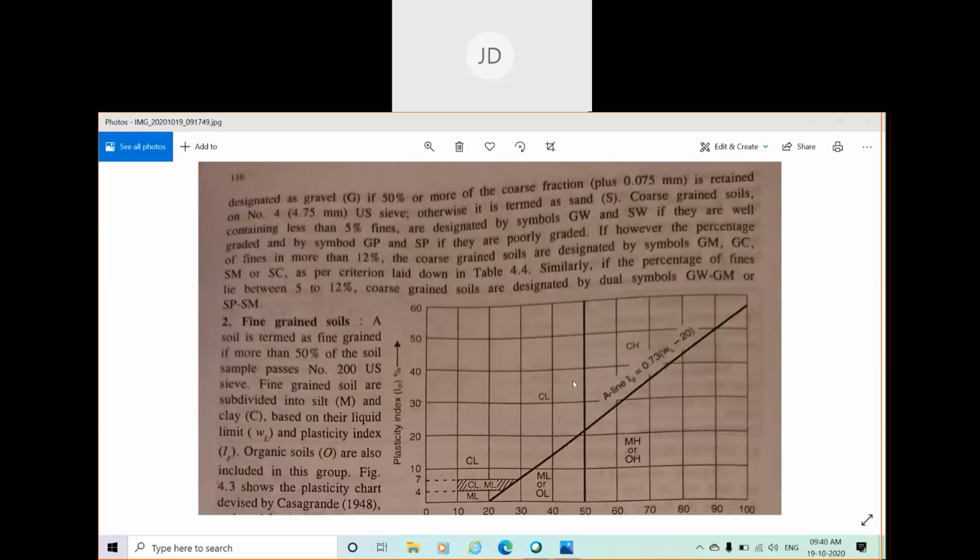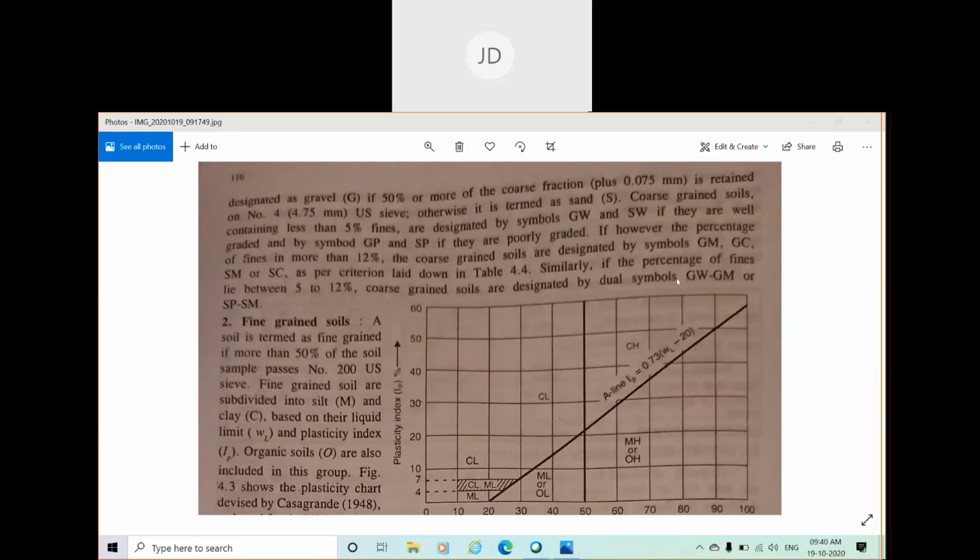Okay, I think up to here it is clear. Next, the third case: if the percentage of fines lies between 5 to 12%. We have already discussed how to represent the soil when the presence of fines is less than 5% and when the presence of fines is more than 12%. Now what about the intermediate portion? If the percentage of fines lies between 5 to 12%, then the coarse-grained soil is designated by a dual symbol. That means you have to consider case 1 and case 2 together.